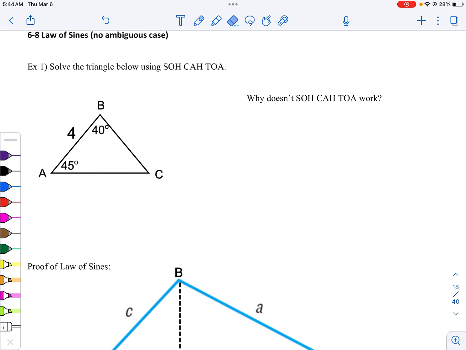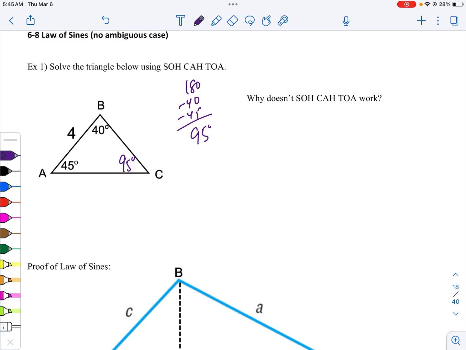All right, today we're going to take a look at section 6.8, law of sines without what we call the ambiguous case. Yesterday we worked with SOHCAHTOA, and one of the rules I said is that SOHCAHTOA only works on a right triangle. If we take a look at the triangle, we have angles that are 40 and 45. So if I do 180 minus 40 minus 45, that gives me 95 degrees, which means I don't have a right triangle.